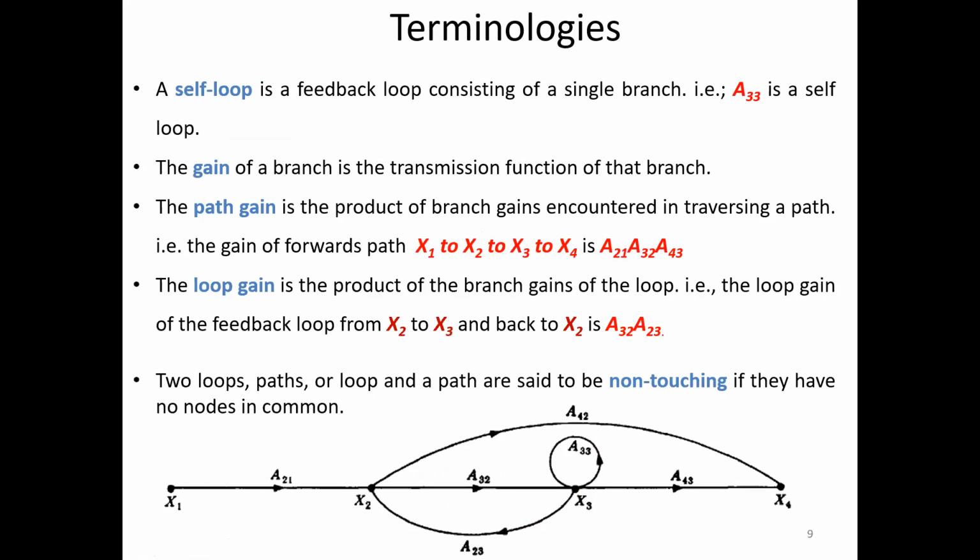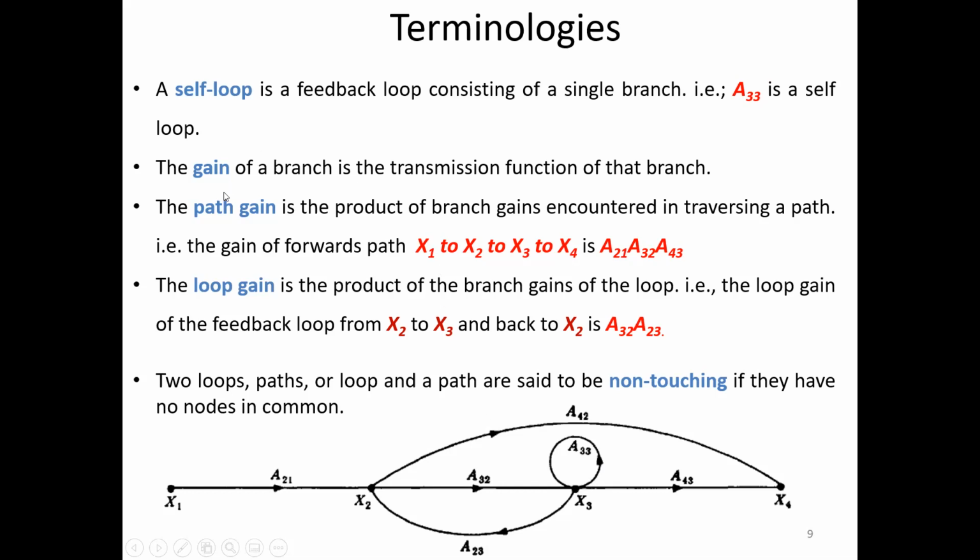So next, what is a self loop? A self loop is one consisting of a branch which originates from a node and ends in the same node. I repeat, a self loop is only one single branch which originates from a node and ends in the same node. In the graph, you can see a branch a33. It originates from the node x3 and ends in the same node x3. Okay, x3 is a node. You will find a branch a33 originate and end in the same node.